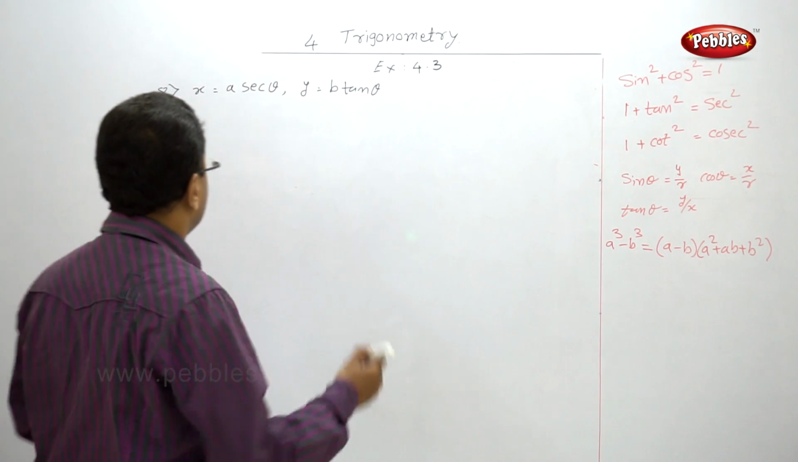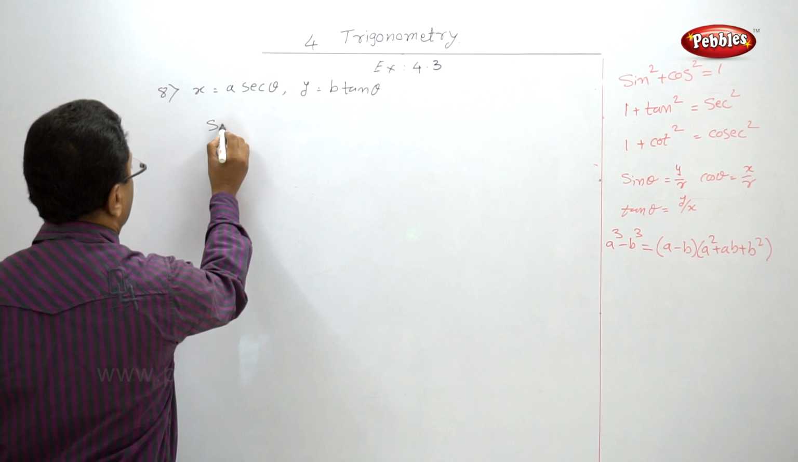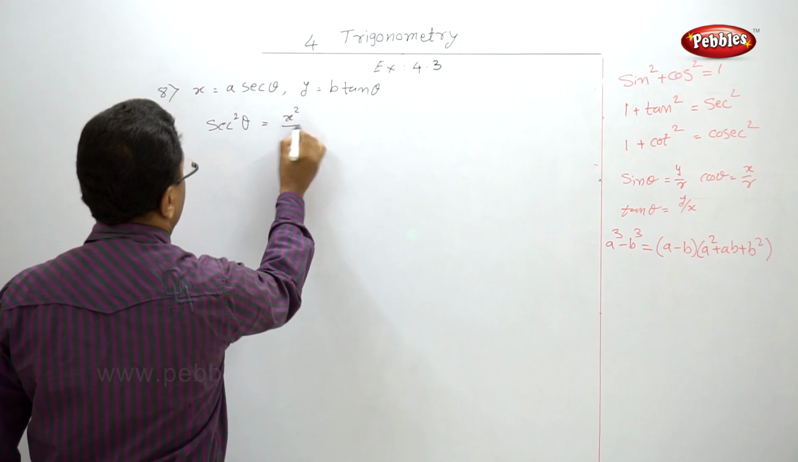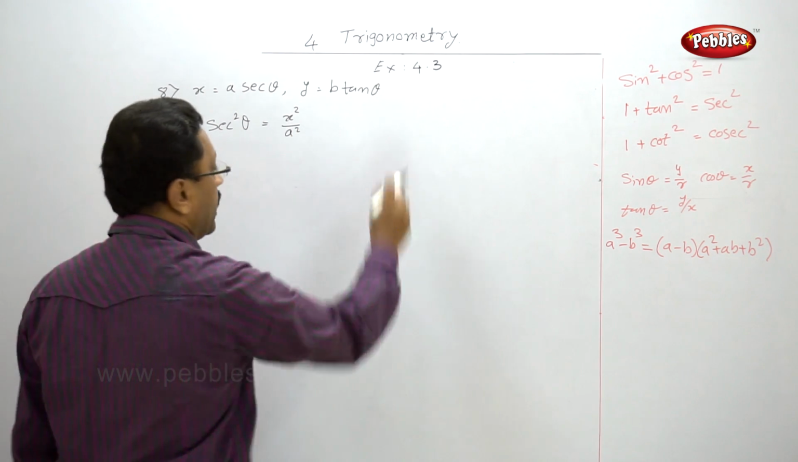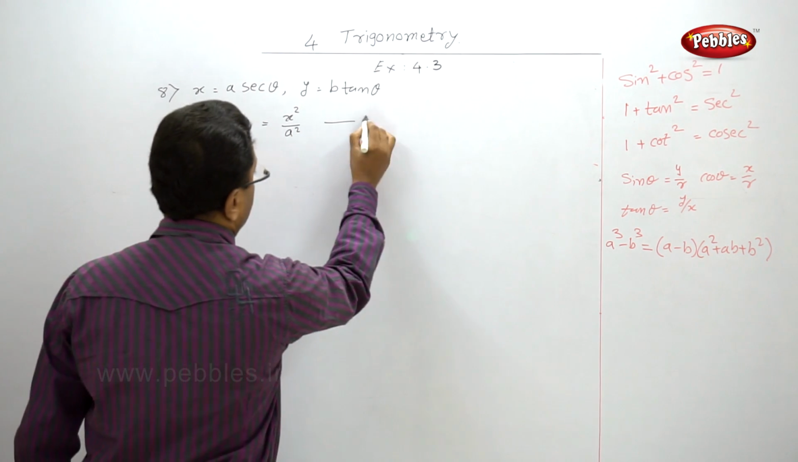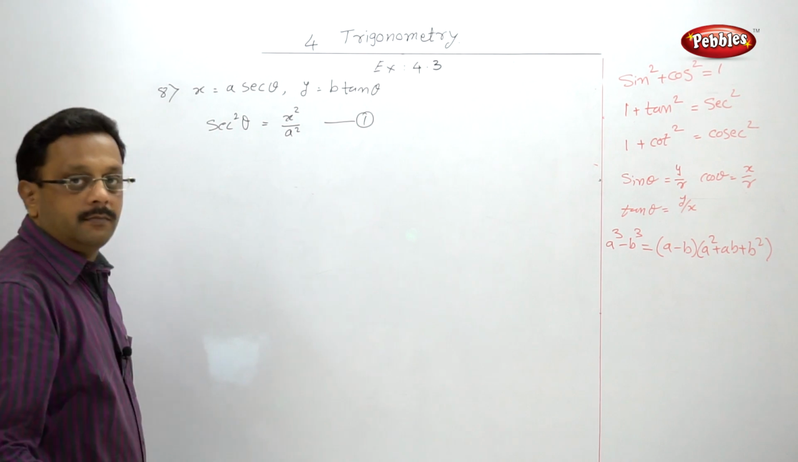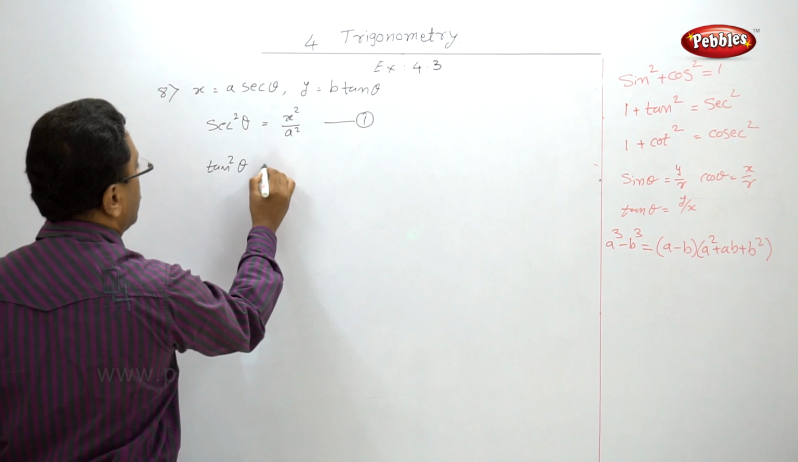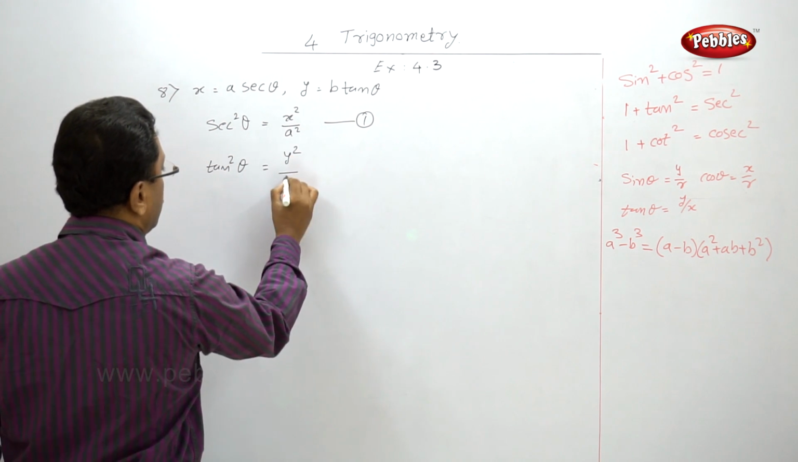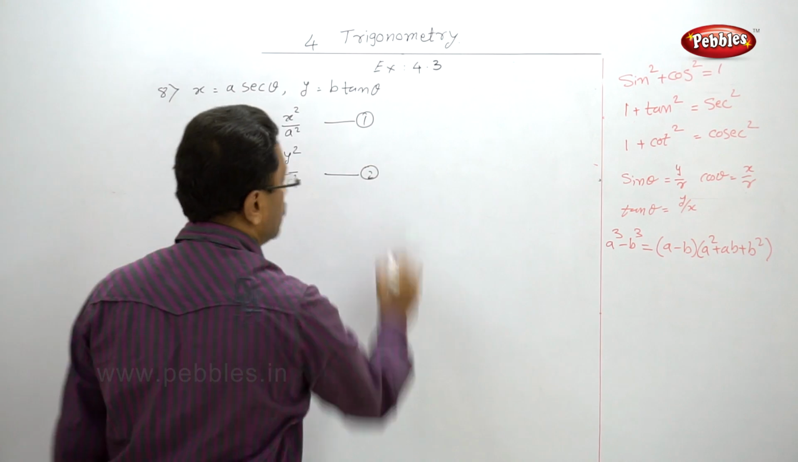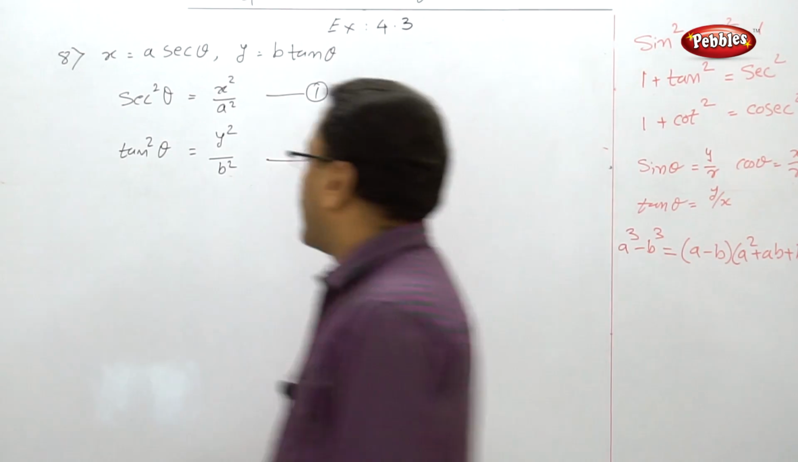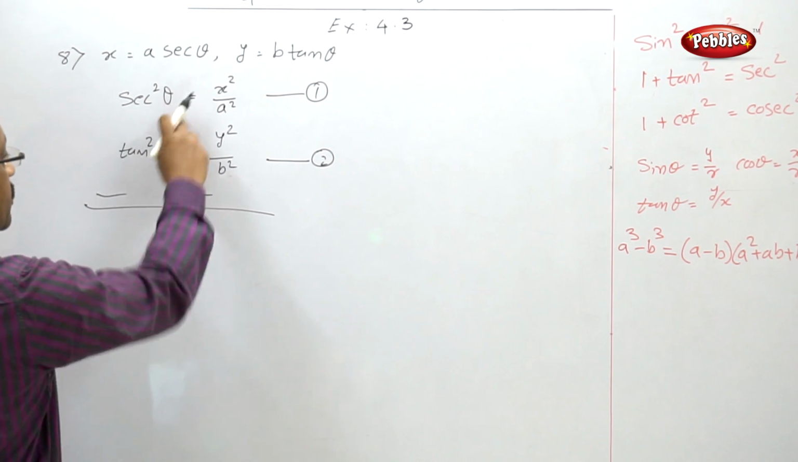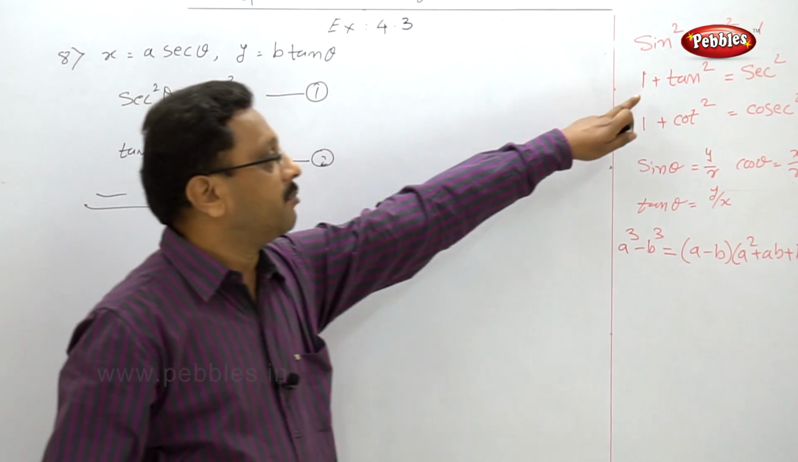Let us do this. So we have sec square theta is equal to x square upon a square, and this is our equation 1, and the second equation we get tan square theta is equal to y square upon b square. This is equation 2. Now when we subtract, we will get sec square minus tan square, which is nothing but 1.